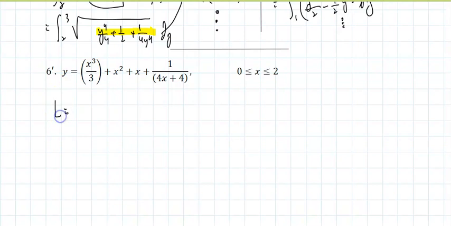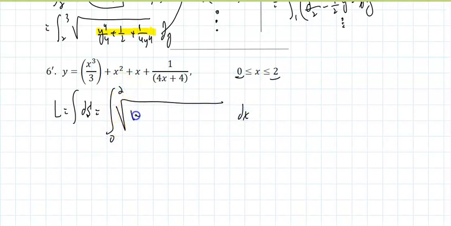So L is the integral of ds. In this case, it's obvious I can't solve for x. So I'm going to say that's the integral from x equals 0 to 2, so I'm going with dx. The square root of 1 plus, if I take a derivative, isn't y prime 3x, so it's x squared plus 2x plus 1.